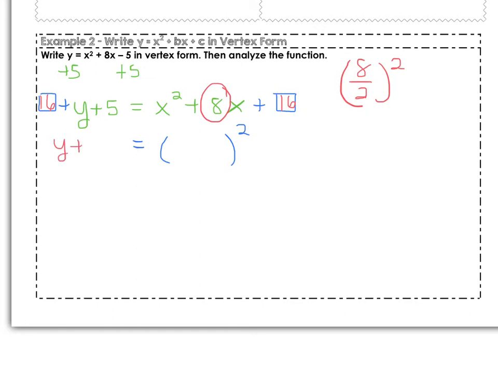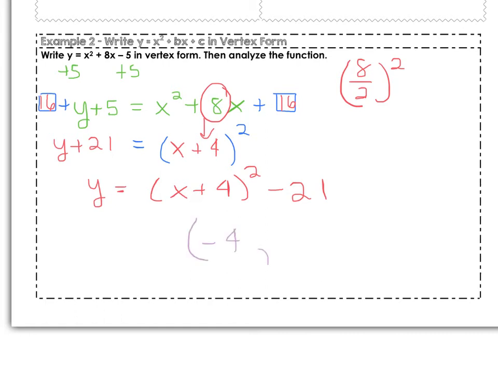So we have y plus 21 is equal to, well, the perfect square factor here is going to be x plus 4, because remember, this is always going to be half of your value for b. So then last thing, we just need to subtract 21 onto the other side. So we have x plus 4, that quantity squared, minus 21. Once again, remember that just by looking at this, I can tell you that my coordinate for my vertex is at negative 4, negative 21.